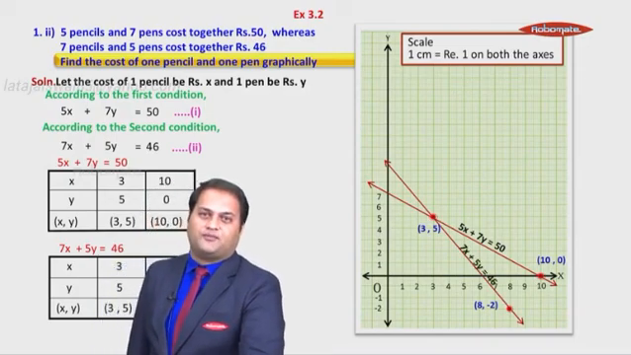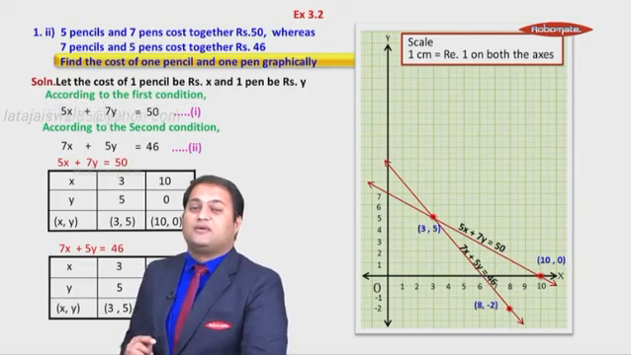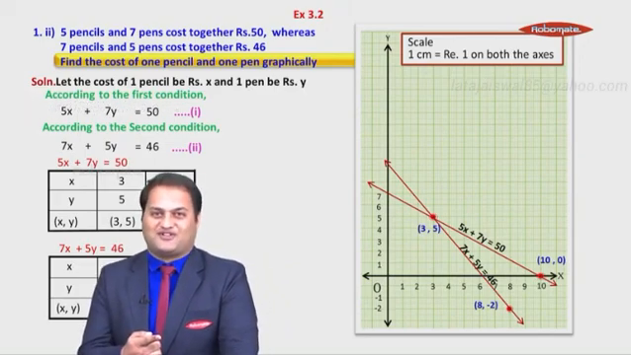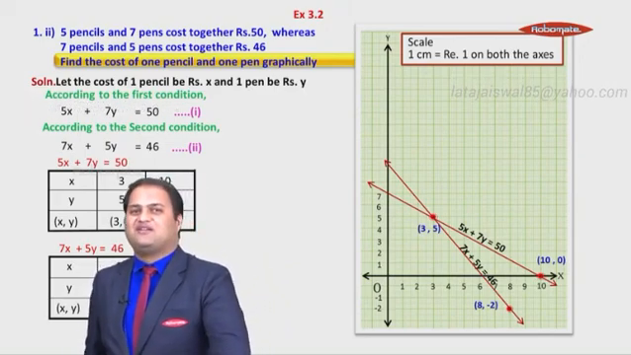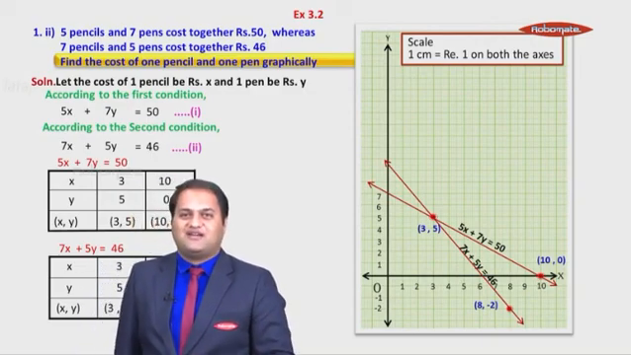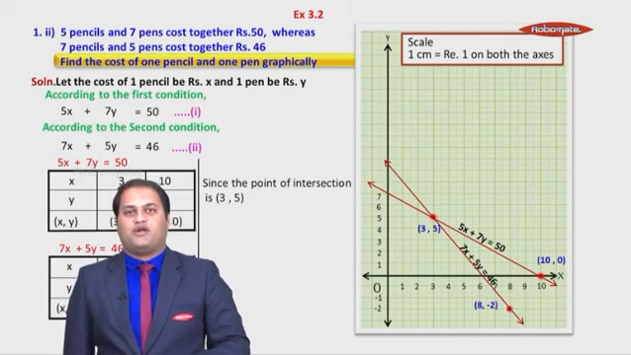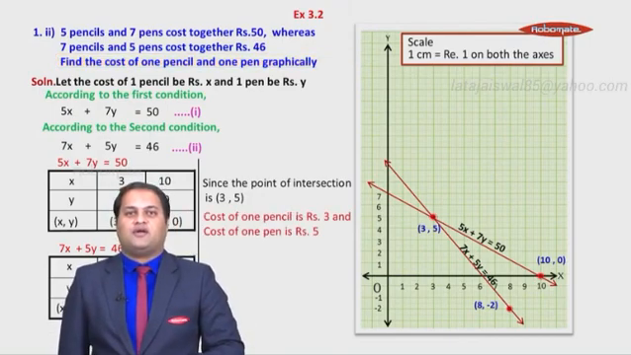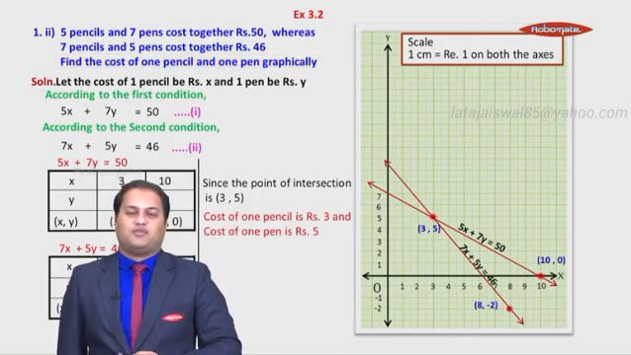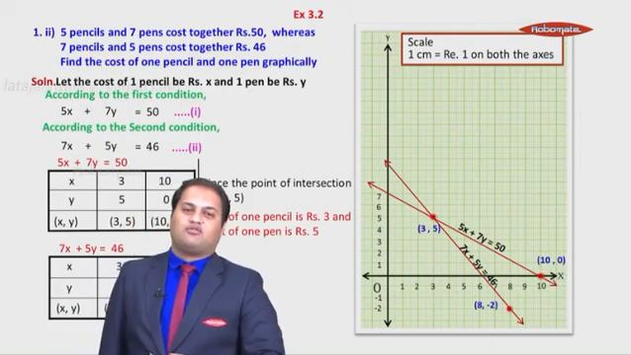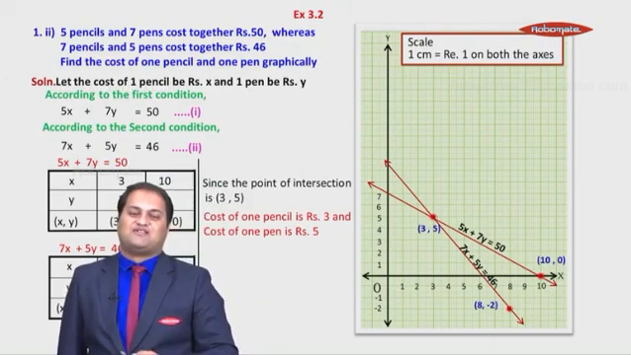The sum is not over because this time it is not represent, it is find the cost. So we need to find the point of intersection. No need to find it, you can actually see it. The point of intersection is 3 comma 5, and because the point of intersection is 3 comma 5, we come to a conclusion that the cost of one pencil is rupees 3 and the cost of one pen is rupees 5. As simple as that.